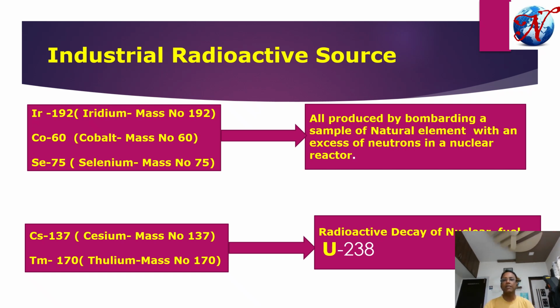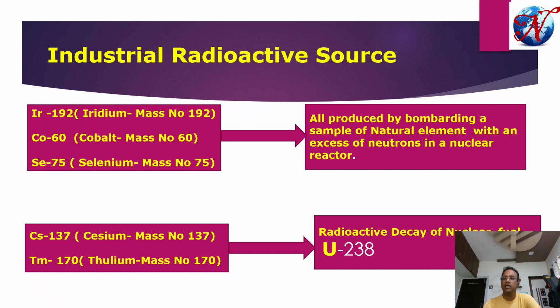When we are talking about industrial radiographic sources, there are two types of radiation source we are using. You know very well, they are gamma radiation sources and X radiation sources. Gamma radiation sources are radioactive elements which are artificially produced by the neutron bombardment process in a nuclear reactor: iridium-192, cobalt-60, selenium-75, cesium-137, and thulium-170. These are the radiation sources which we are basically using for industrial radiographic purposes.